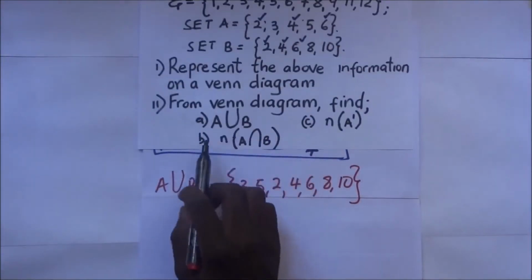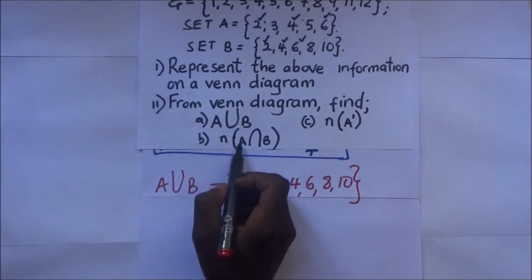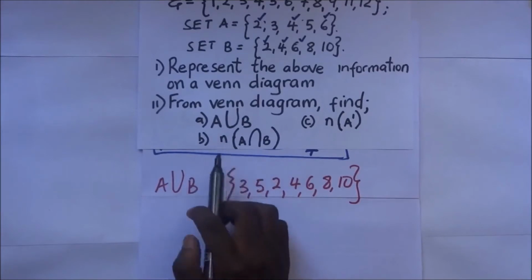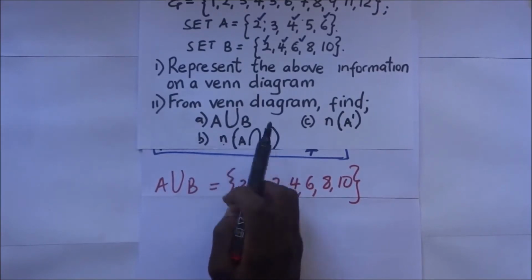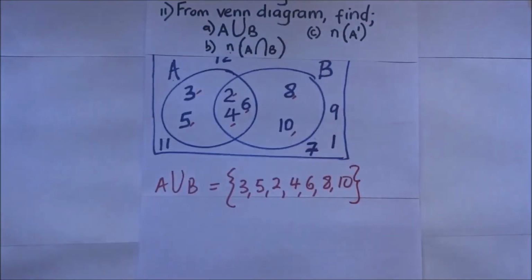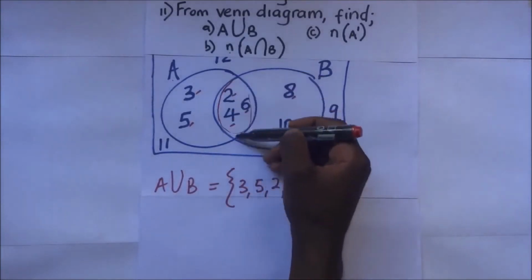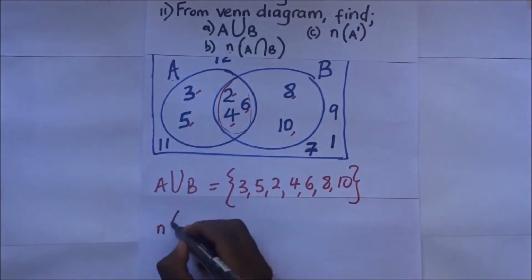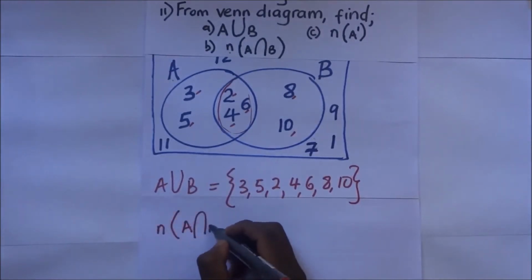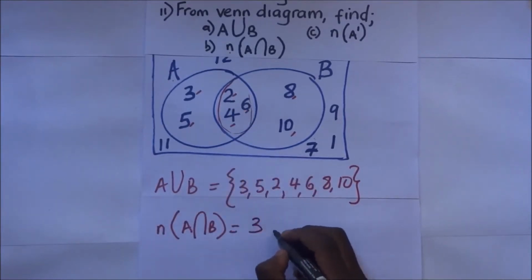That is part A. Part B is telling us to find n(A intersection B). Now this notation means that they are asking us to find the number of members in A intersection B. Intersection means the members that are shared between two sets. So the members in the intersection are here. The number of members in A intersection B are 1, 2, 3. There are 3 members.